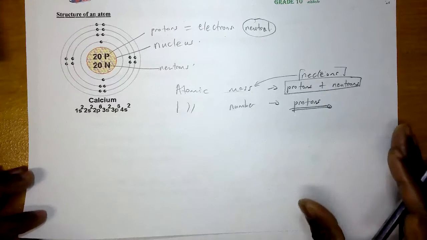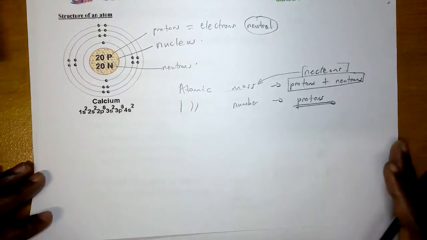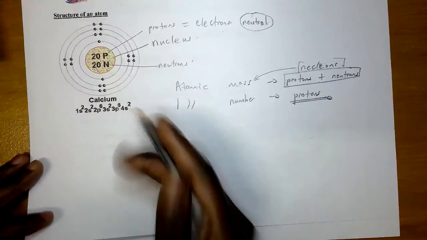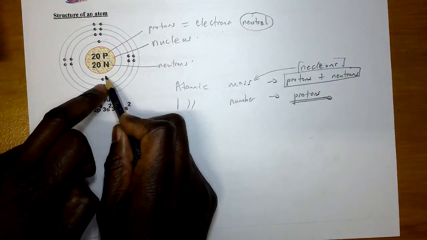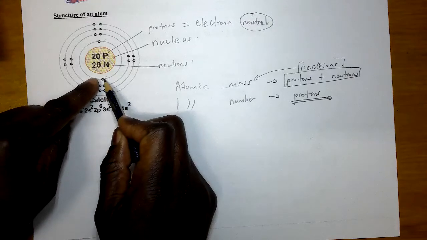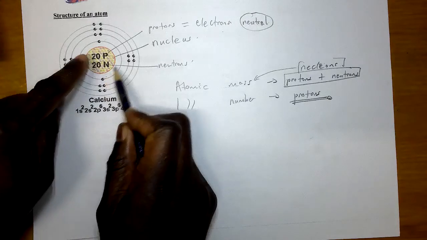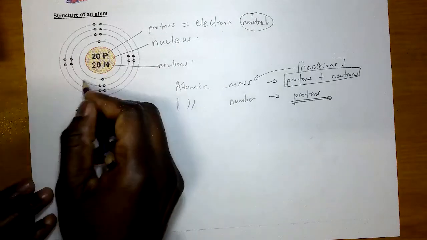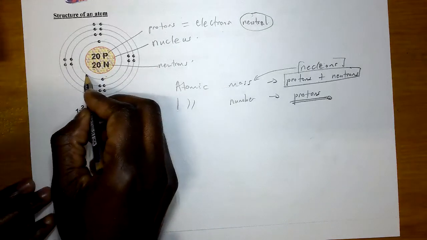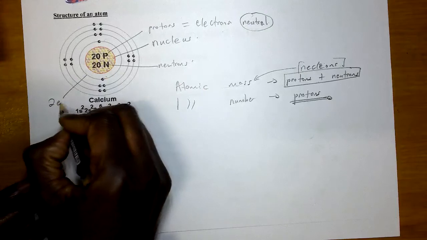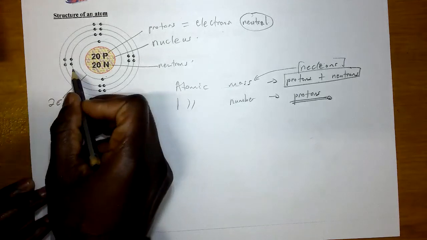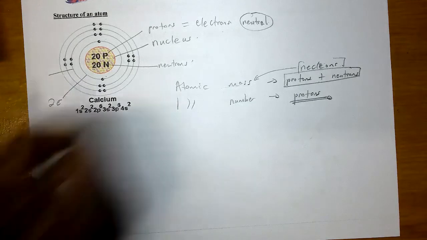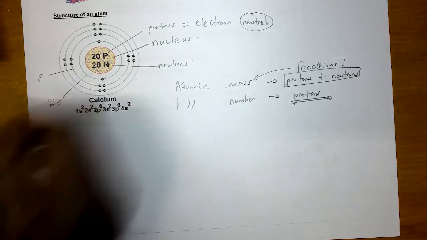And from there, what else do we need to know about atoms? We need to know that the first shell is the lower energy level. We call these orbitals. In the lower energy level, it can only be filled with 2 electrons. 2 electrons can only fill the first shell or first orbital. Then the second energy level can be filled with 8 electrons.